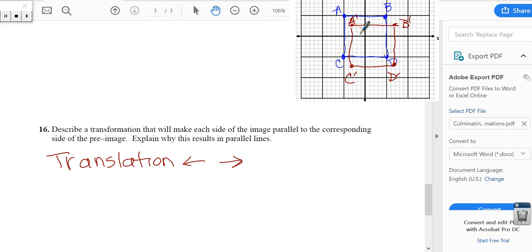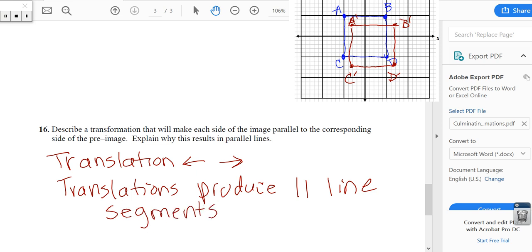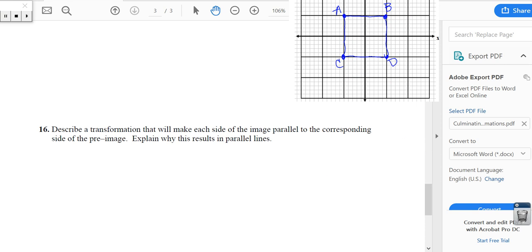And they're parallel because they're not going to cross over each other. When you do a translation, the points do not cross over each other. Translations produce parallel line segments. Okay, that's the answer to that one, and let's keep going.